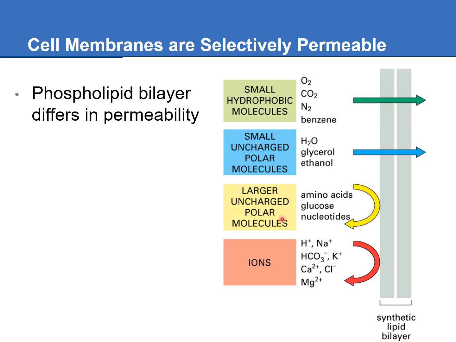And then here you've got some larger polar molecules like amino acids, glucose. They cannot diffuse through the membrane. If you want them to cross the membrane, they're going to need the help of a transport protein. And then another example that can't diffuse through the membrane, also hydrophilic, are these ions. So they also need the help of a transport protein to cross the membrane. So that's a nice summary.